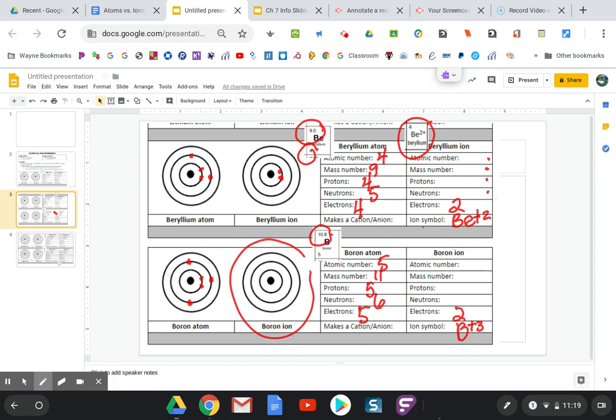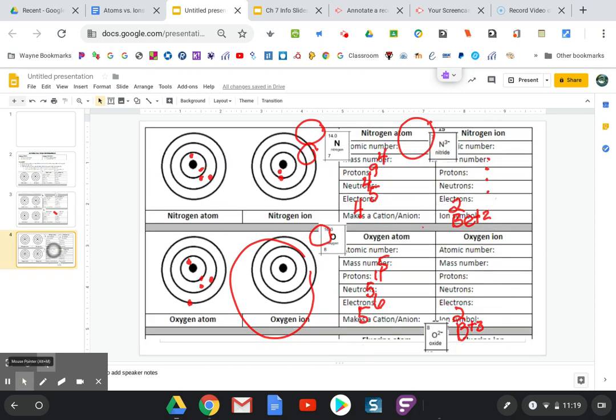All right, the final 2 examples, we're going to do a couple negative ones. I'm just learning how to use this. Give me just a second.